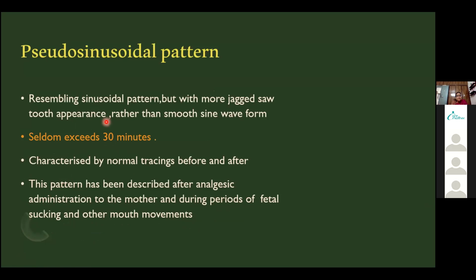A pseudo-sinusoidal pattern. Sometimes you'll be wondering, what is this? It looks like a sinusoidal pattern. How do you differentiate sinusoidal and pseudo-sinusoidal? Pseudo-sinusoidal will not have a smooth curve. It will again be a jagged sawtooth appearance, will not last more than 30 minutes, and will be characterized by normal tracings before and after. That is why whenever there is something suspicious, you always repeat the CTG. How much later can you repeat? Maybe half an hour later or 1 hour later, depending upon the situation.